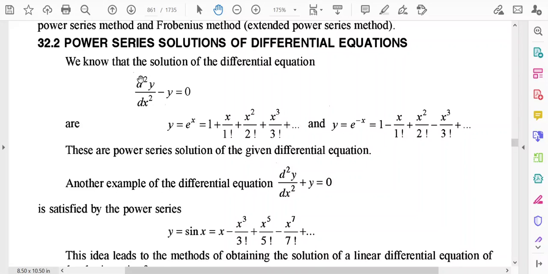Suppose there is an equation d square y by dx square minus y is equal to 0, and the solutions of this differential equation are y is equal to e to the power x, which is 1 plus x by 1 factorial plus x square by 2 factorial plus x cube by 3 factorial and so on, and y is equal to e to the power minus x, which is 1 minus x by 1 factorial plus x square by 2 factorial minus x cube by 3 factorial and so on. So both of these are solutions of this differential equation, and these are known as the power series solutions of a given differential equation.